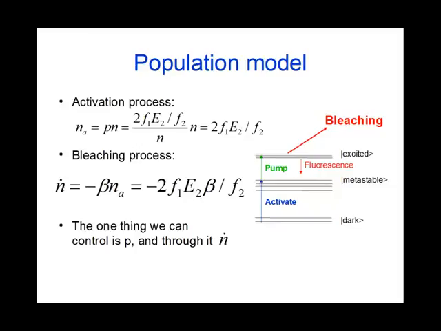Now you're wondering, why does algorithm performance come in here? That's because this error rate is a measure of the quality of the reconstructed image. And to work backwards from that to an activation probability, you have to factor in the algorithm performance. The one thing we can control is the activation probability. Through that, we control n dot.